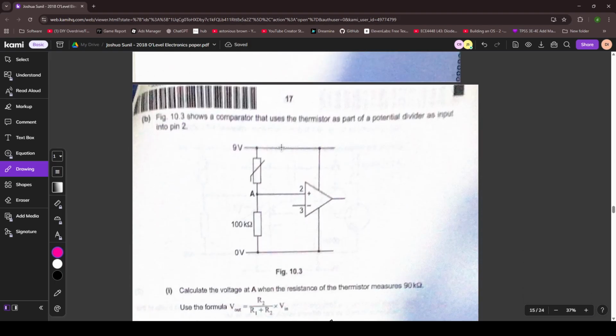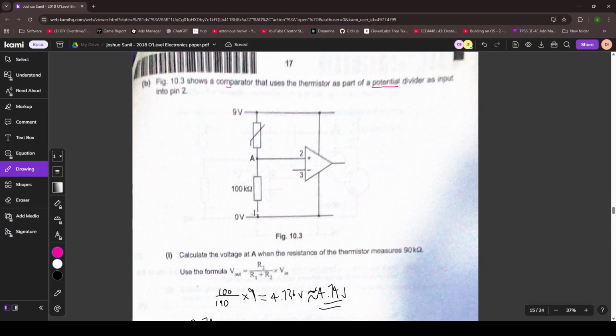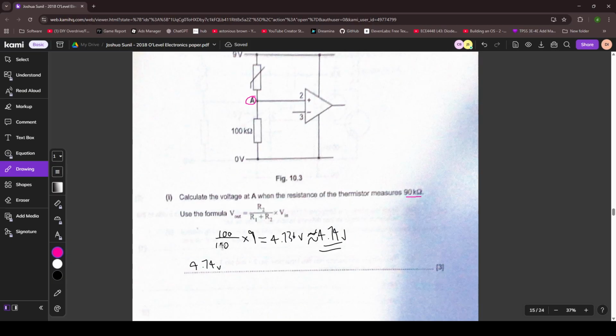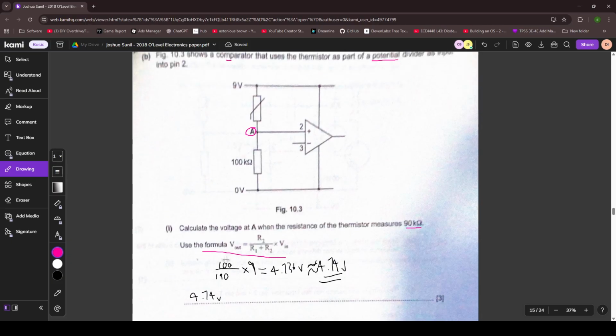Okay. 10.3 shows a comparator that uses the thermistor as part of a potential divider, which is just a voltage divider. Calculate the voltage at A when the resistance of the thermistor measures 90 kilo ohms. Okay, so it would be 100, because we want A. The voltage of A is going to be this, and this is also the voltage of this. Therefore, this is the subject.